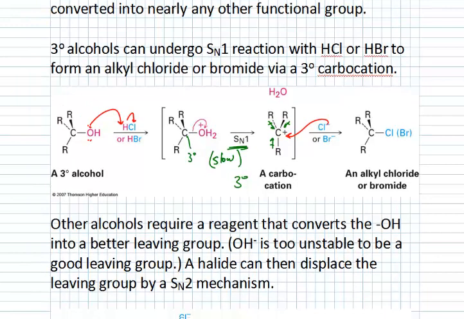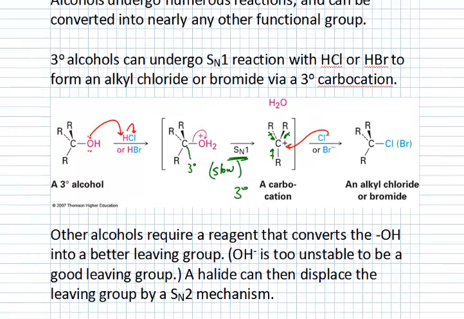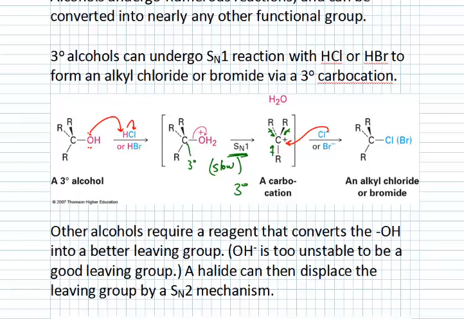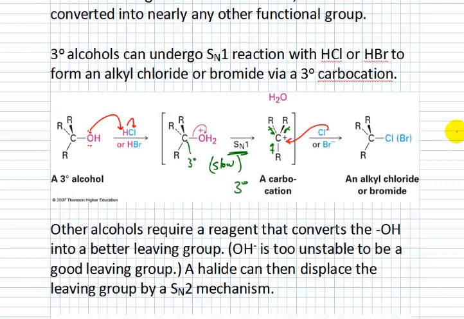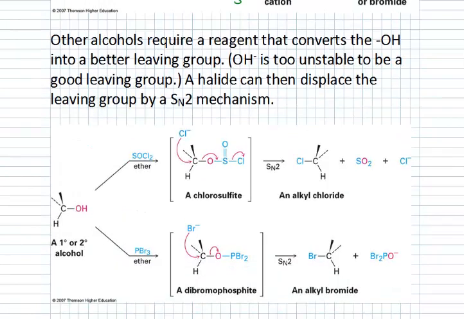If I have any other alcohol, I need a reagent that converts the OH into a better leaving group. OH minus itself is too unstable to be a good leaving group. So always remember that hydroxide is not going to be a good leaving group. Typically, it's too strong of a base. It'll just come right back in and kick back out whatever it was that added. If I have a good leaving group, a halide can displace it by an SN2 mechanism.